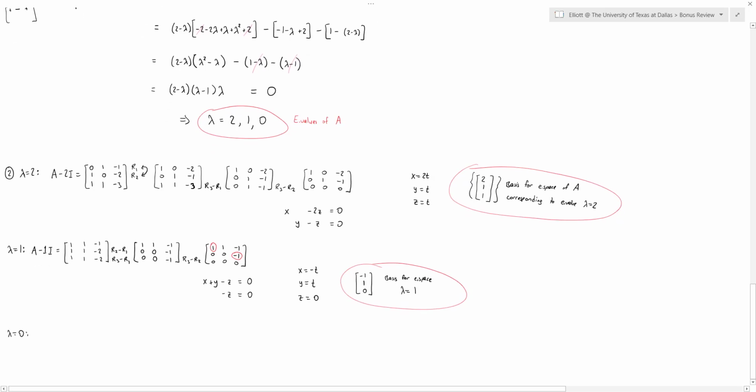Lastly, we need to look at when lambda is 0. So it's just A minus 0I. So it's just the original matrix A.